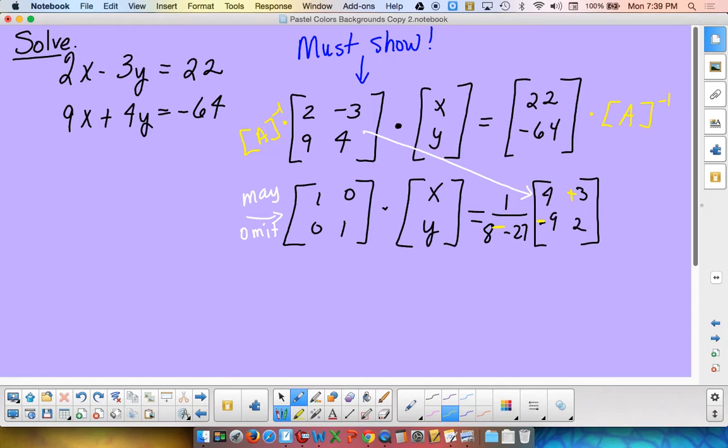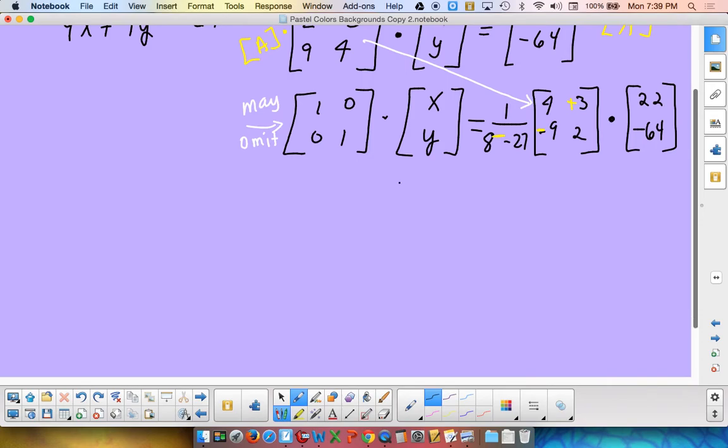Now, why did I do that? That's the inverse. I now need to multiply it times the 22 and the negative 64. And this is where the actual math comes in. You're solving for x and y here. The determinant is 8 plus 27, so the fraction is 1/35. You're going to save that till the very end, always.